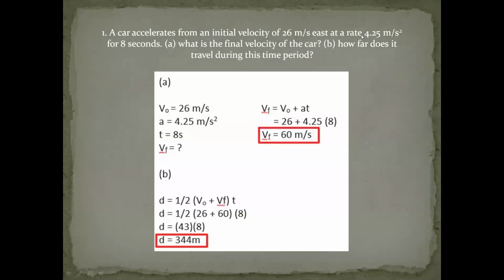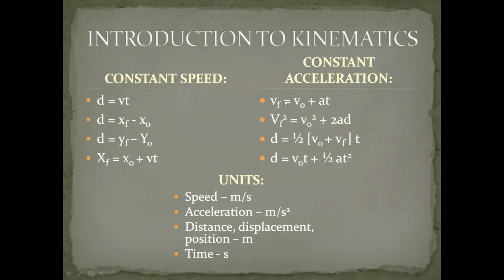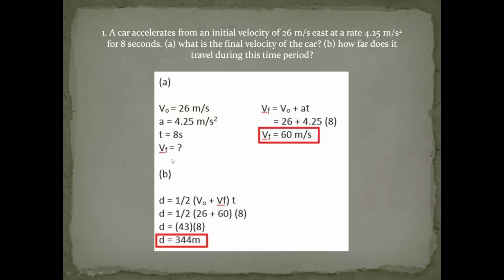A car accelerates from an initial velocity of 26 meters per second east at a rate of 4.25 meters per second squared for 8 seconds. Part A, what is the final velocity of the car? So we're looking for the final velocity. We're going to use this formula over here under constant acceleration.